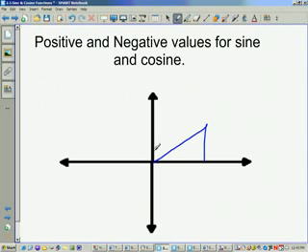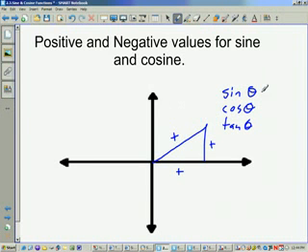Now if I drew some triangle in quadrant 1, my x value here is going to be positive, my y value is going to be positive, and my hypotenuse is always positive. That's just something that we always have to remember, is our hypotenuse is always positive. Now if I wanted to find my sine of theta, cosine of theta, and tangent of theta, all of these answers will be positive because all three of our numbers that we're dealing with are positive.